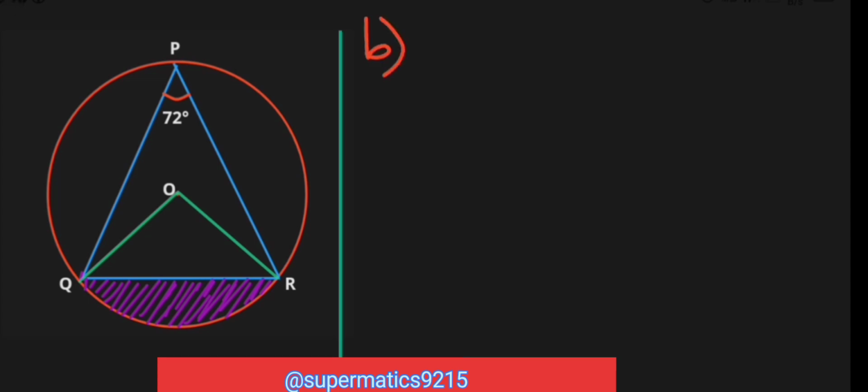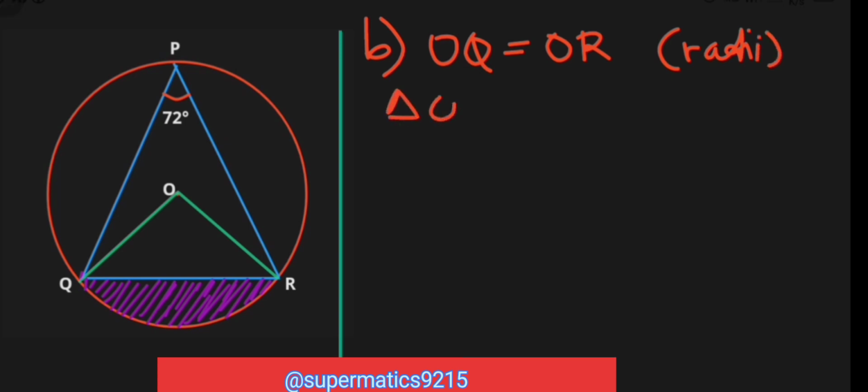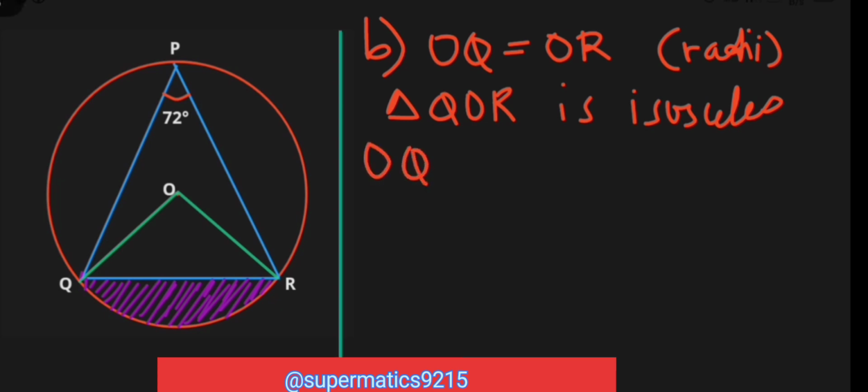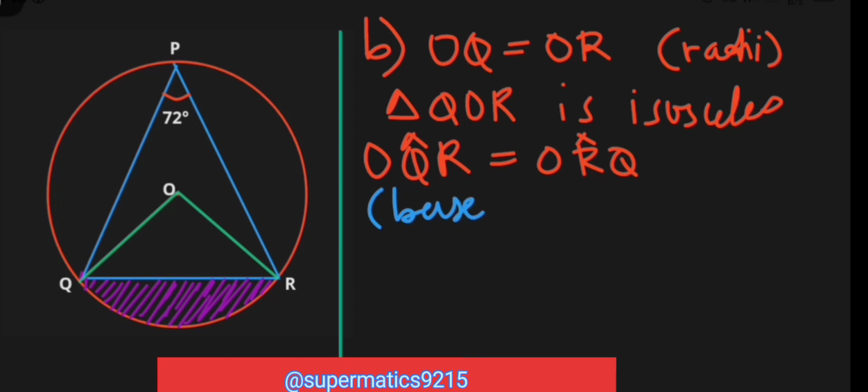The second thing to calculate is the perimeter of the segment QR. We already have the length of the arc, so we need the chord QR to add to it. To do this, we need to first calculate the angles OQR and ORQ. But here, OQ is equal to OR because they are both radii of the circle, and as such, triangle QOR is isosceles. And if triangle QOR is isosceles, then it follows that angle OQR is equal to angle ORQ. This is because they are base angles of the isosceles triangle QOR.